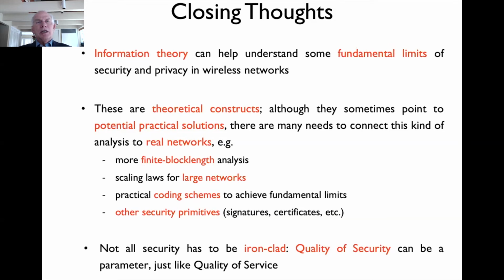If I'm willing to spend less on security just to prevent a few people from stealing some of my content, maybe that's a worthwhile trade-off. So we have to think about quality of security as being a parameter of networks. And when we do that, physical layer security certainly has a role in providing certain levels of security in certain situations. That's really, I think, a good way to think about this as a closing comment.